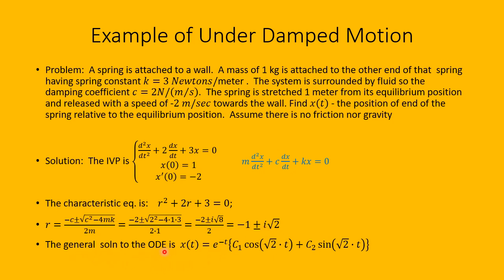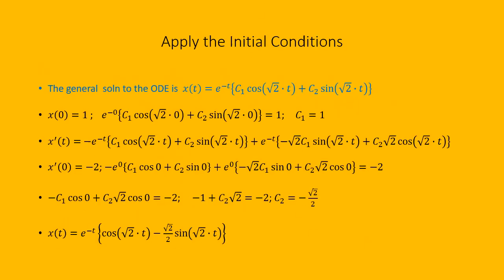So the general solution to the ordinary differential equation is x of t equals e to the minus t times the quantity c1 cosine of the square root of 2 times t, plus c2 sine of the square root of 2 times t. This is a general solution to this differential equation. To solve this initial value problem, we still have to find c1 and c2.